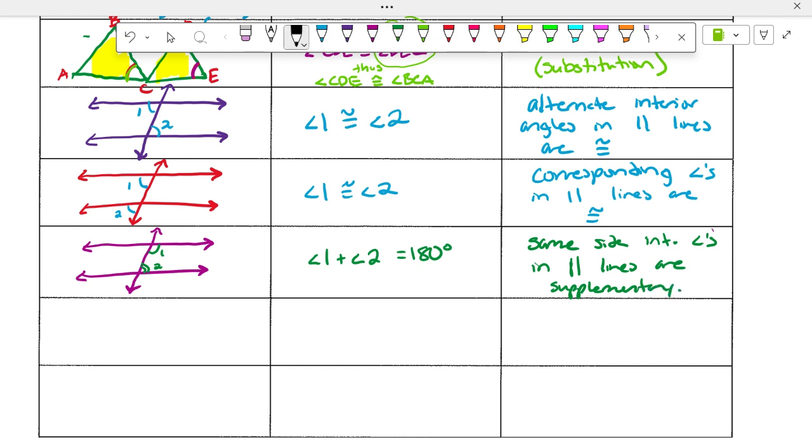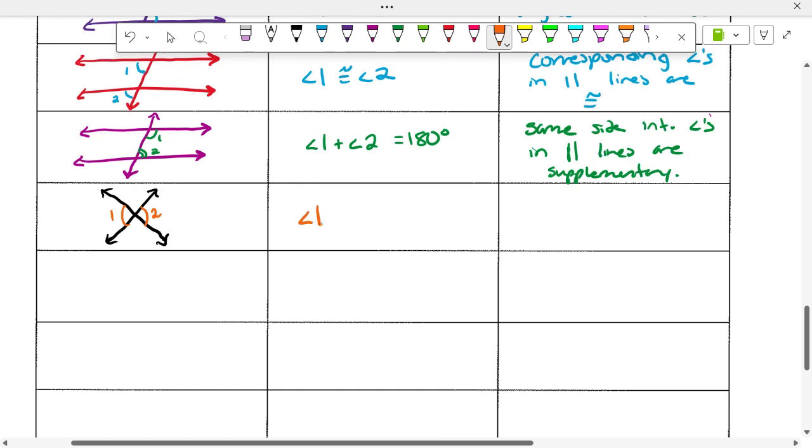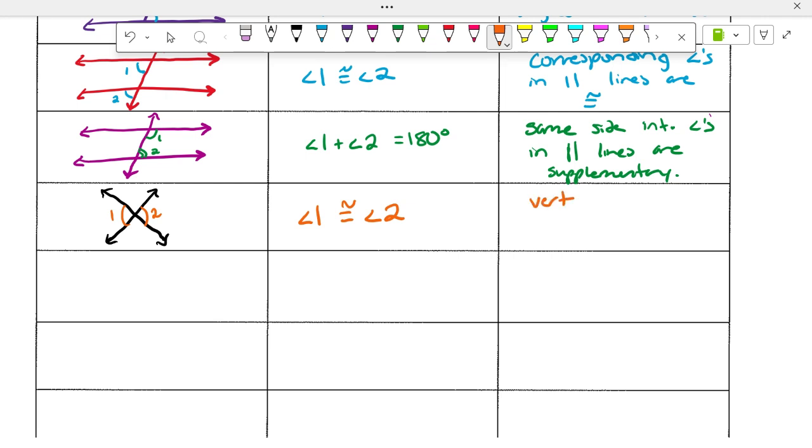Now, some other type of angle relationships you'll see. So let's say I had crisscrossing lines, and those two angles were marked. I can say angle 1 is congruent to angle 2. Why? What's the relationship? So it's not a parallel line relationship, but there is a relationship. I'll give you a hint. One of y'all said it earlier, but it was incorrect. Vertical. They're vertical angles. Vertical angles are congruent.